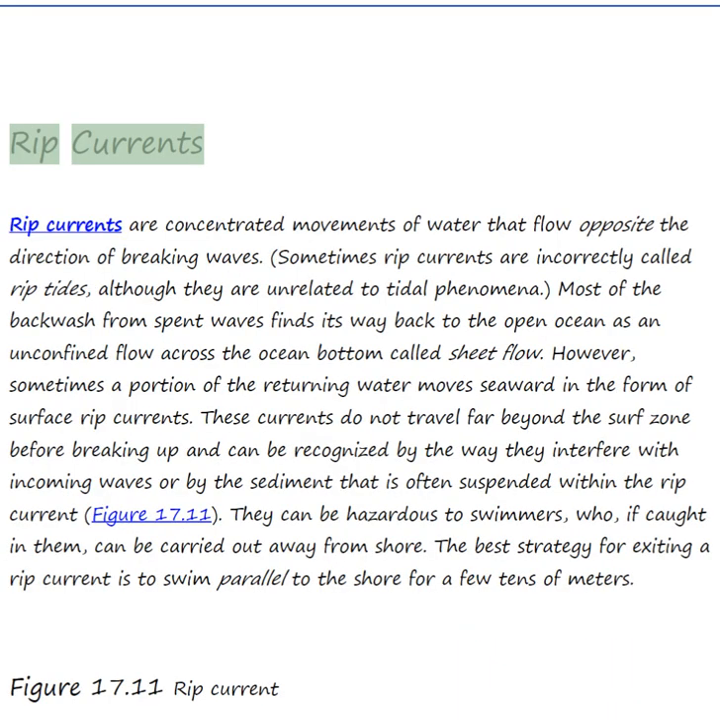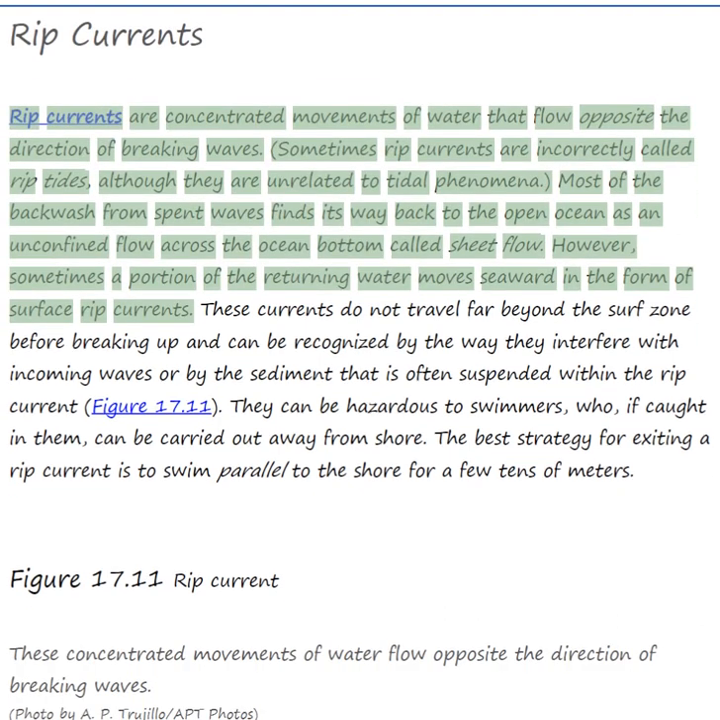Rip currents. Rip currents are concentrated movements of water that flow opposite the direction of breaking waves. Most of the backwash from spent waves finds its way back to the open ocean as an unconfined flow across the ocean bottom called sheet flow. However, sometimes a portion of the returning water moves seaward in the form of surface rip currents.